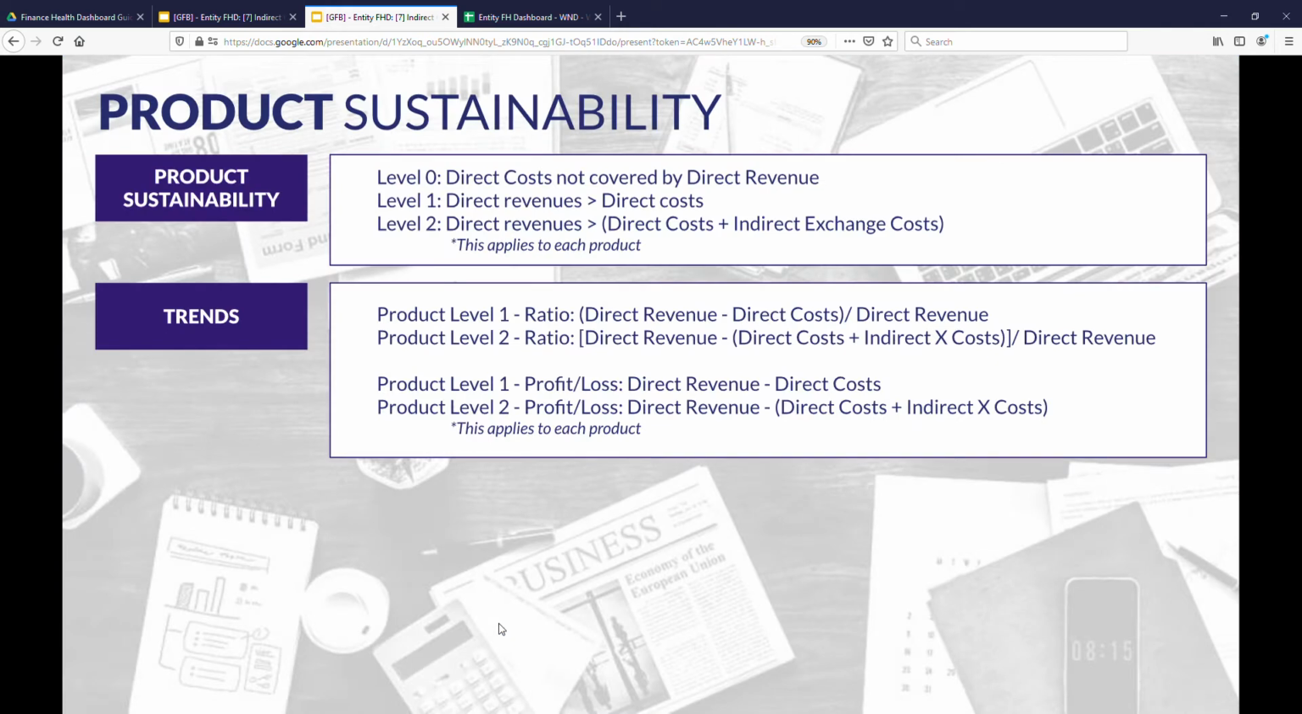So, recap. Product sustainability has three levels: 0, 1, and 2. 0 is basically if your product cannot sustain itself. 1 is if your product can sustain itself by covering direct costs. And 2, if the product would be able to sustain the direct costs plus the indirect exchange cost that is calculated. The ratio and profit also have formulas based on the levels, but we want to focus more here on indirect exchange costs.